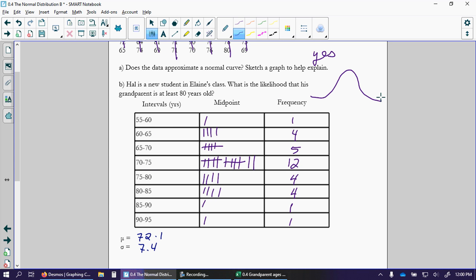7.4. So if I go back to here, the mean in the middle is 72.1, and one standard deviation above is 79.5. Above that, we've got 13.5 and 2.35. So what is the likelihood there? Over 80, 13, 14, 15. So there's about a 16% chance, because it's all of this stuff that's over there.